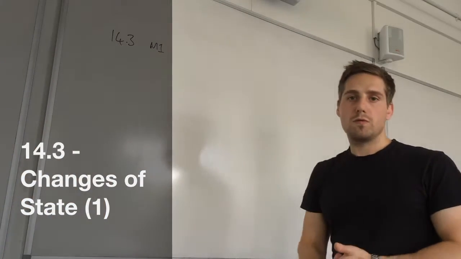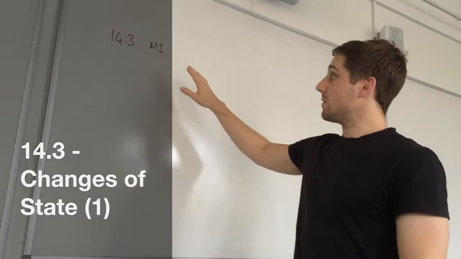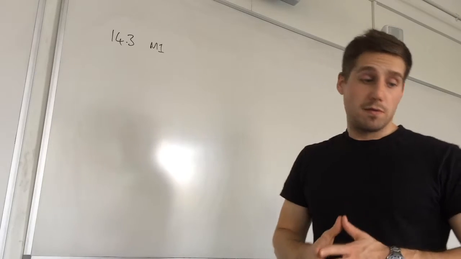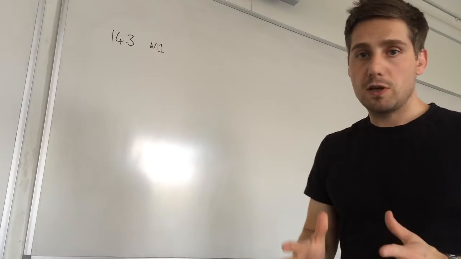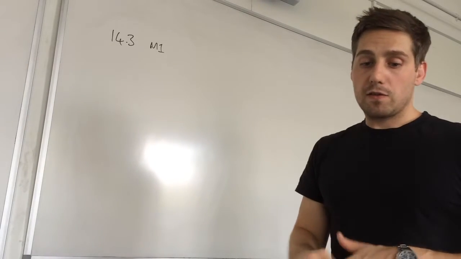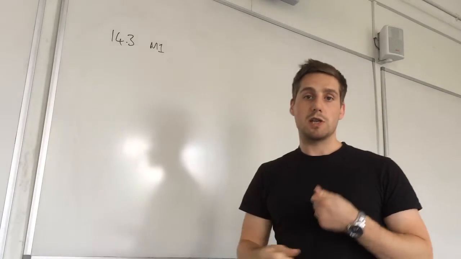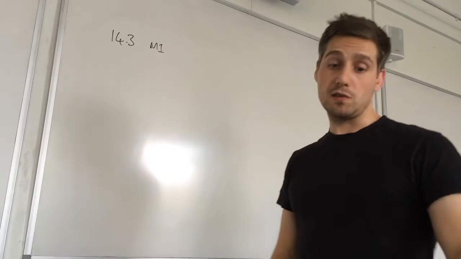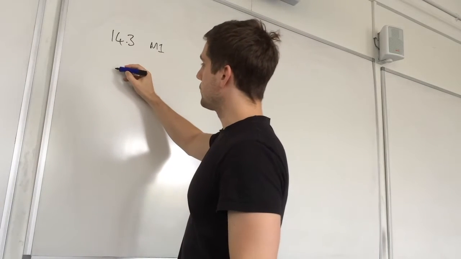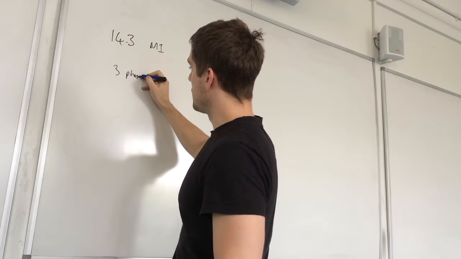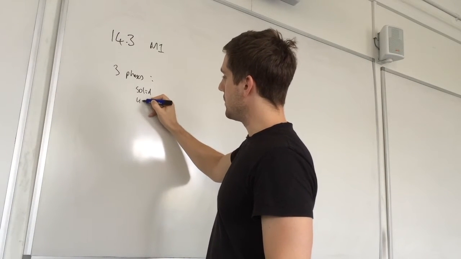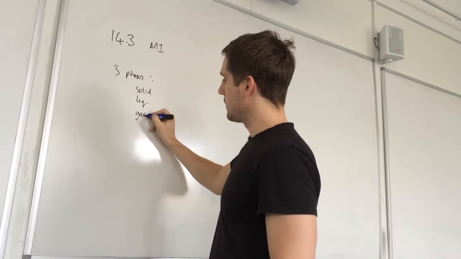Hi, this is a video for 14.3, the assignment where we're doing calculations for the M1 criterion, which is to do with changes of temperature in materials, calculating how much energy is required to change the temperature, and for calculating how much energy is required to change the state or change the phase of the material. So for materials, there are three phases of matter. You have solid, liquid, and gas.